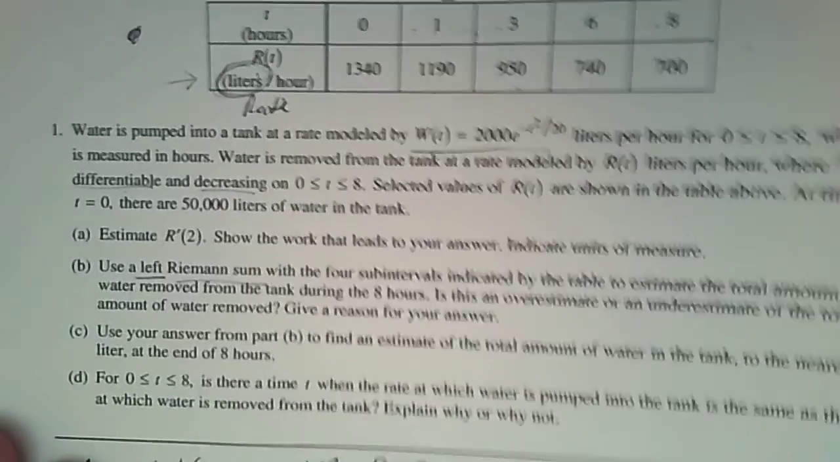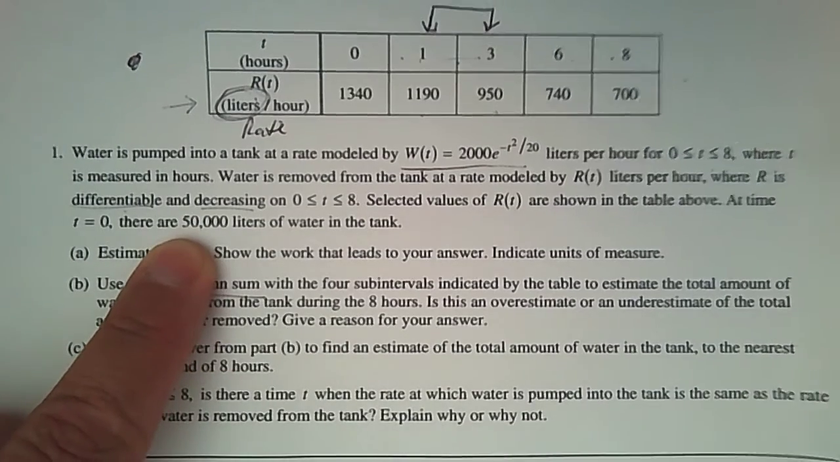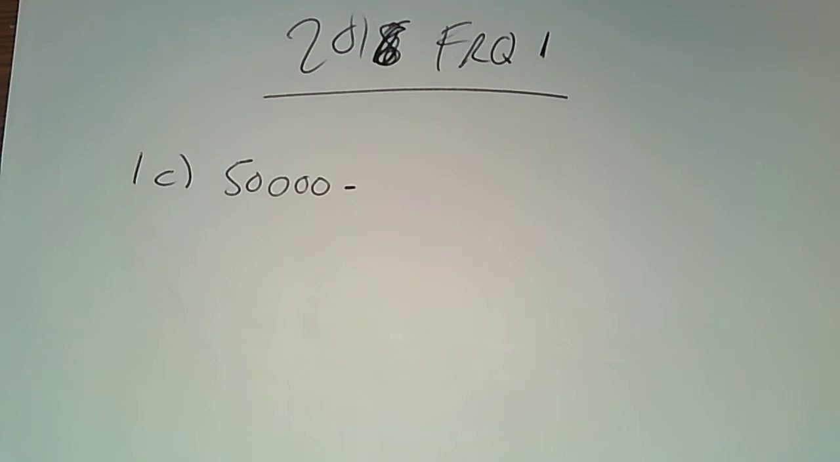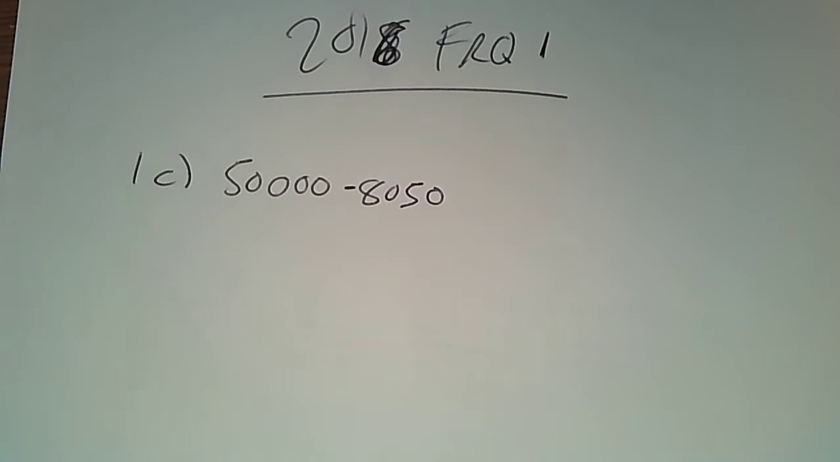So first of all, in the question, does it tell me how much water we're starting with? If you read at the very end of the prompt, how much water do we start with? 50,000. So we're going to start with 50,000. Then we're going to subtract what we just came up with. So how much water is being removed? It was 8,050. That's what we just came up with in B.